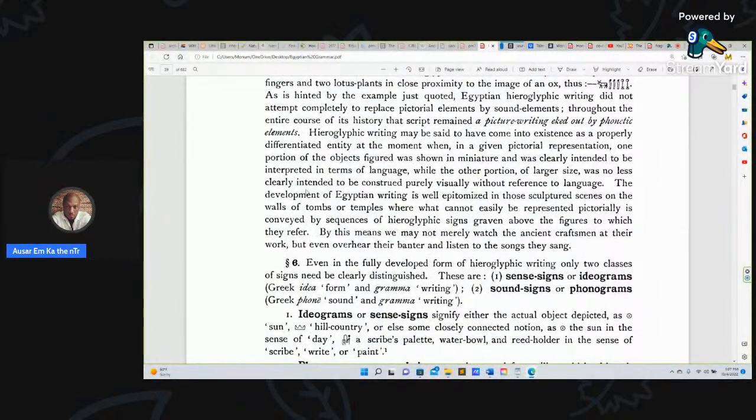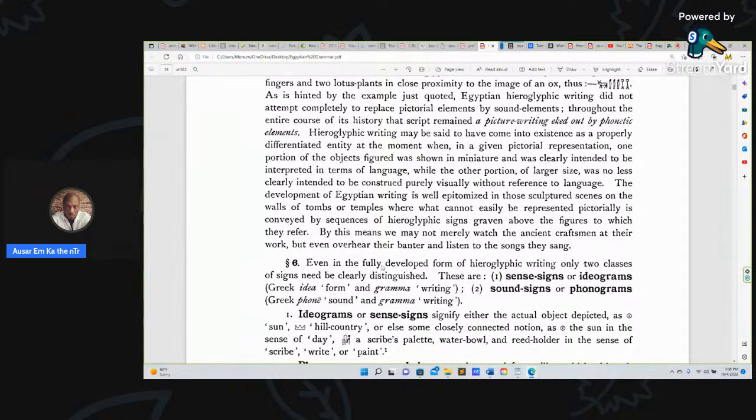The development of Egyptian writing is well epitomized in those sculptured scenes on the walls of tombs or temples where what cannot easily be represented pictorially is conveyed by sequences of hieroglyphic signs graven above the figures to which they refer. By this means we may not merely watch the ancient craftsmen at their work, but even overhear their banter and listen to the songs they sing.